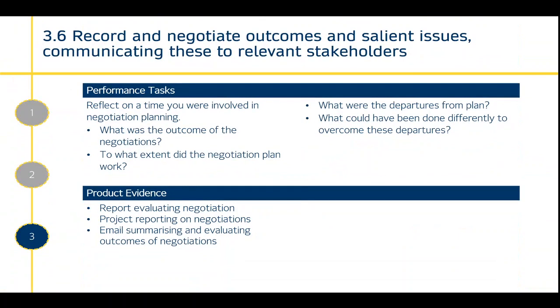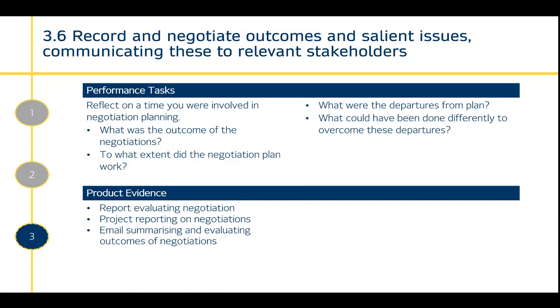3.6, record and negotiate outcomes and salient issues, communicating these to relevant stakeholders. So once your negotiations have been done, it's important that you communicate that to your stakeholders. For example, if you are negotiating around acquiring resources, there will be stakeholders working on your project that will be using those resources, and they will have to know the outcome of your negotiation for them to be able to make decisions, so they know that those resources will be available when they need them.